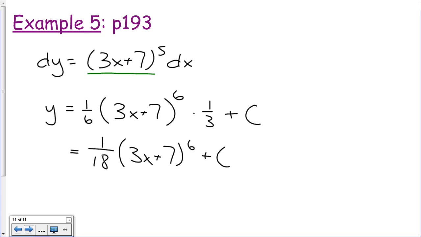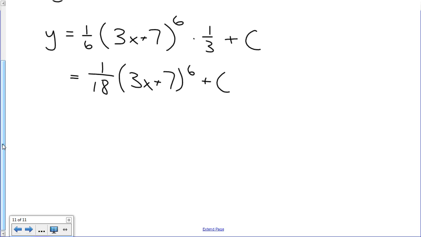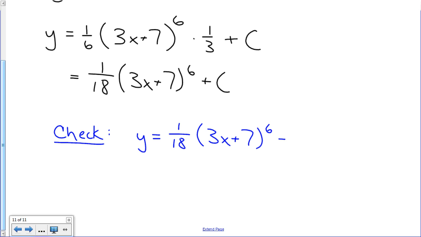The nice thing about finding an antiderivative is you can always check your answer, and I'm going to go ahead and do that so you can see our check. Our check is to take the equation that we came up with, y equals 1/18 times 3x plus 7 to the 6th plus c, and take the derivative of that and see if we end up with what we started with. Actually, we want to find the differential of y, so let's find dy.